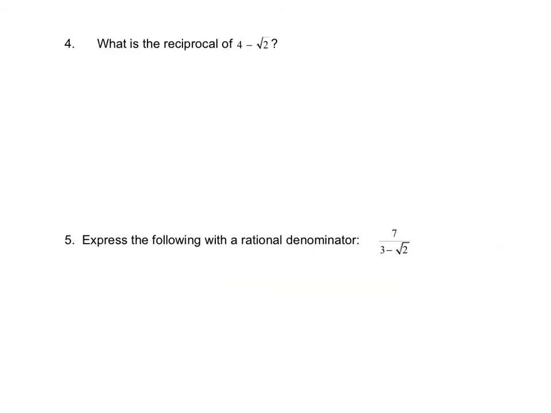Let's do a couple more. Number 4 asks us, what is the reciprocal of 4 minus radical 2? Well, the reciprocal means to take it and flip it. So if I take it and flip it, I'm going to get 1 over 4 minus radical 2. But the problem now is I have a radical in the denominator and I have to get rid of it. It's a binomial, so I'm going to multiply top and bottom by the conjugate. The conjugate of 4 minus radical 2 is 4 plus radical 2.